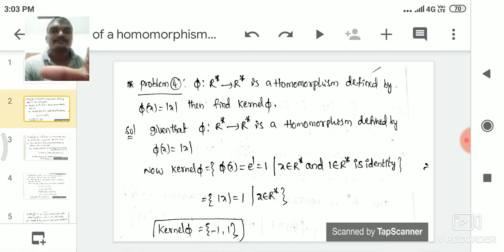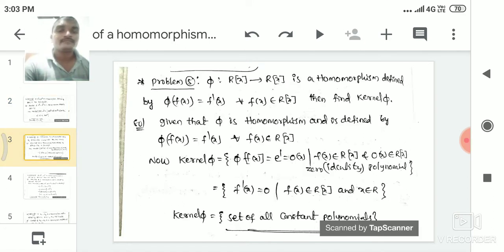Okay. Next we see another problem. Here pi is a mapping from R of x to R of x. Here R of x is nothing but the polynomial group with respect to addition. Here R of x is a polynomial group with respect to addition.